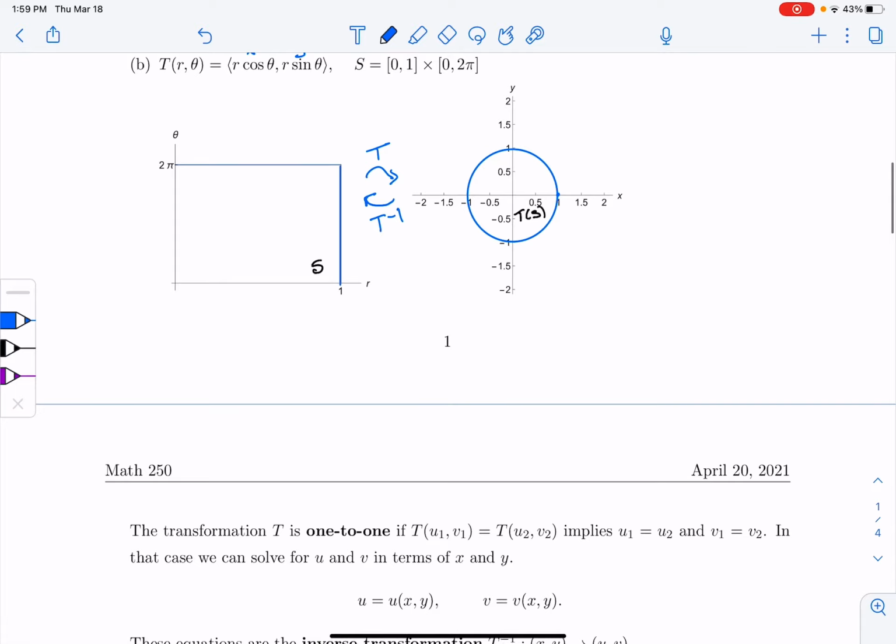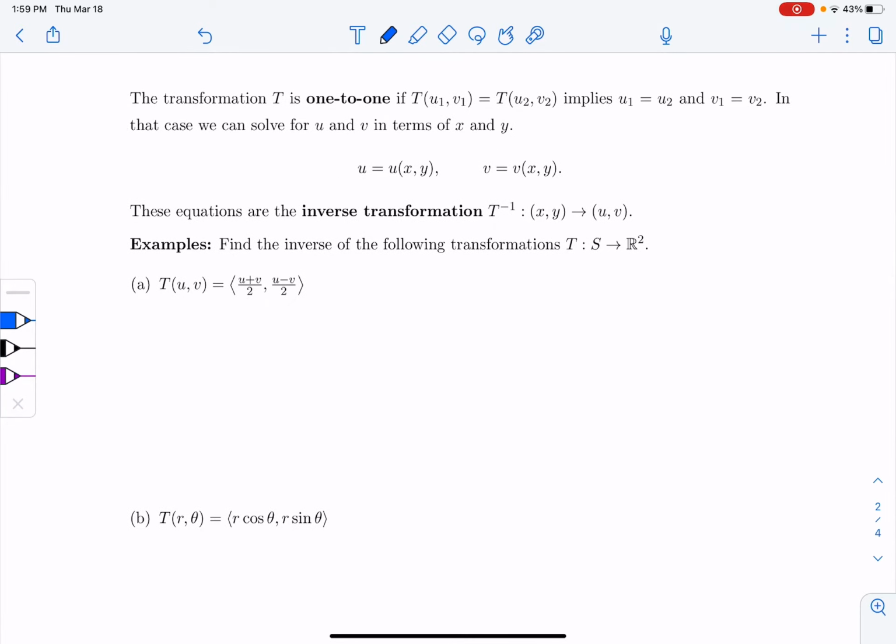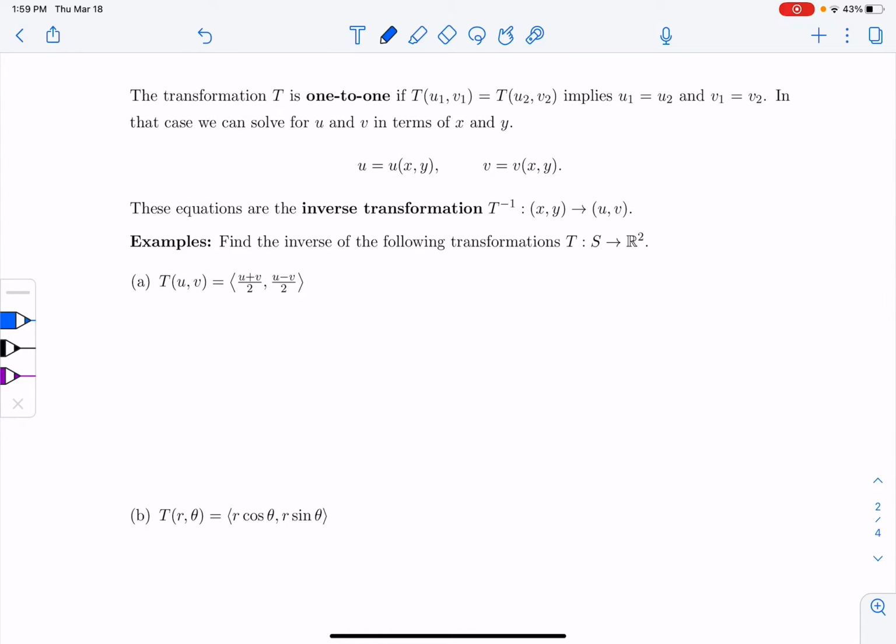So in order to determine whether there is an inverse, we have to first ask whether these transformations are one-to-one. A transformation T is one-to-one if T of (u1, v1) equals T of (u2, v2) implies that u1 and u2 must be equal and v1 and v2 must be equal. This is similar to the definition in one dimension, that a function is one-to-one if T of u equals T of v implies that u equals v. The idea is that if you have 2 points that are equal in the image, then they must have come from a unique point in the domain.